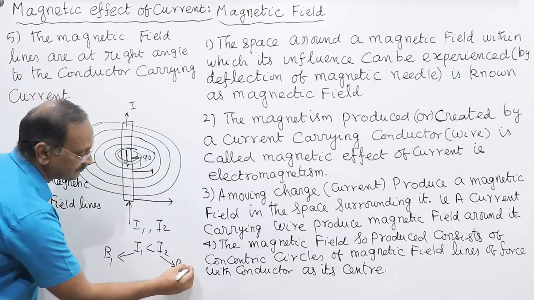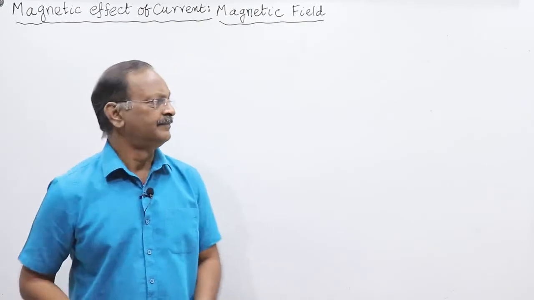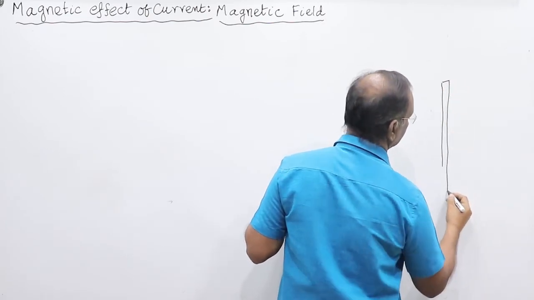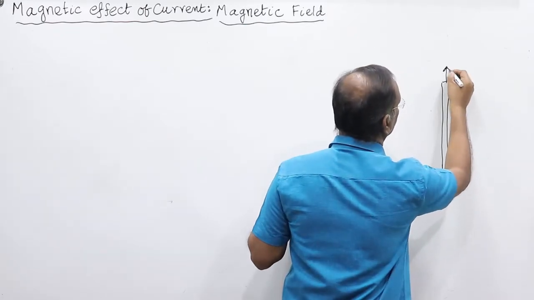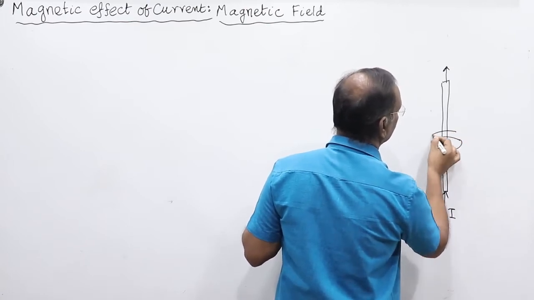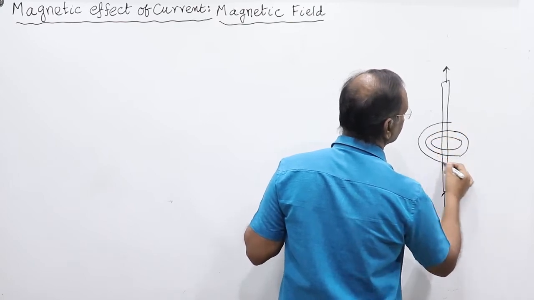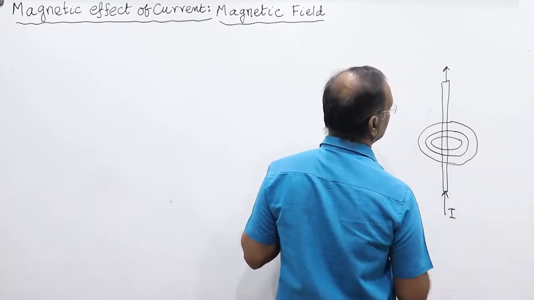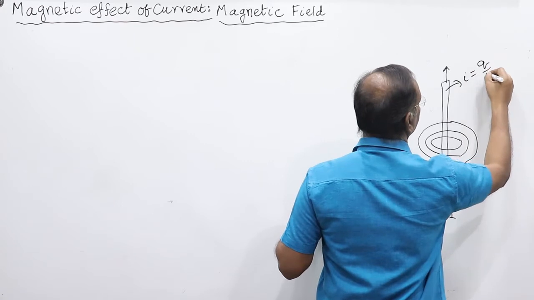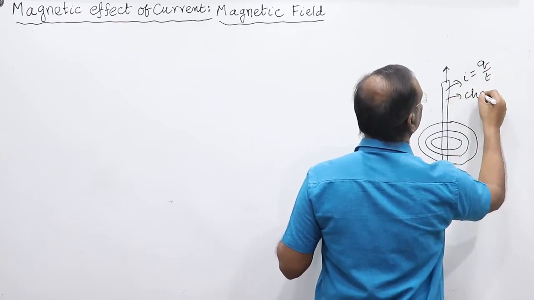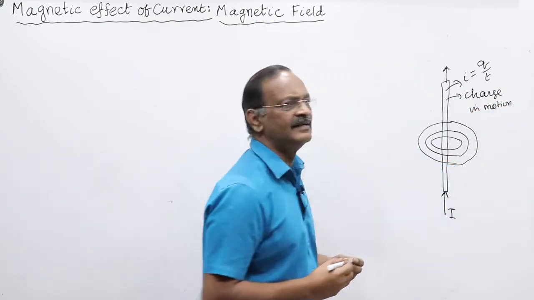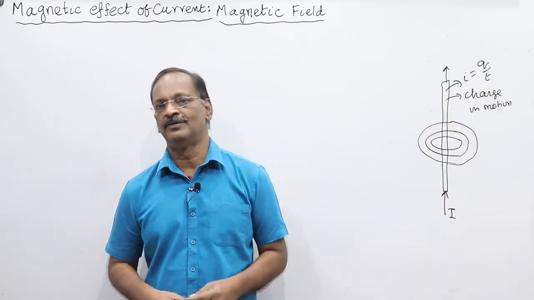We have already seen a current carrying conductor. This is a conductor. Current is flowing in the upward direction. The magnetic field lines are produced like this. So now we have to find out, I is equal to Q by T. It means charge in motion, that we call current. Current is nothing but charge flowing in a given time. The motion of charge is called current.